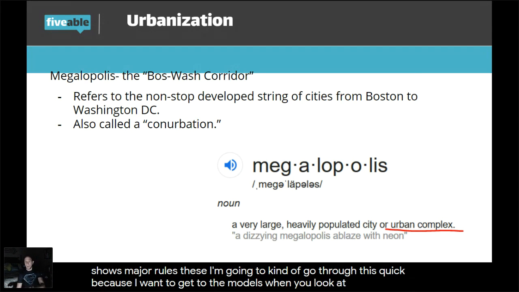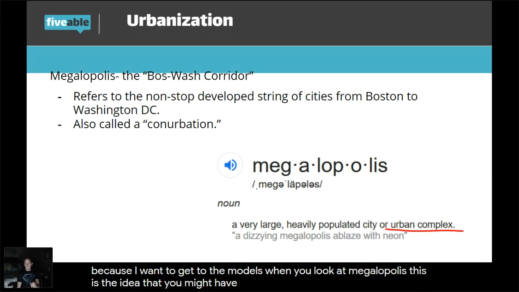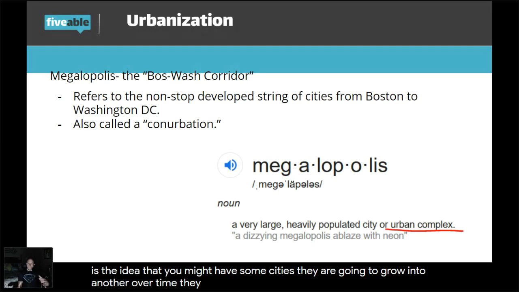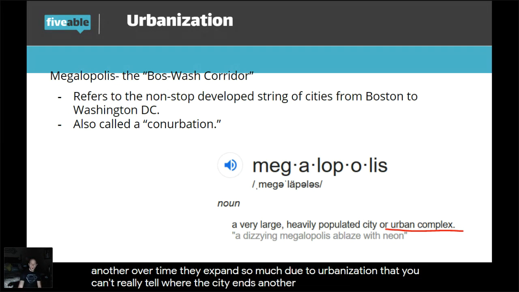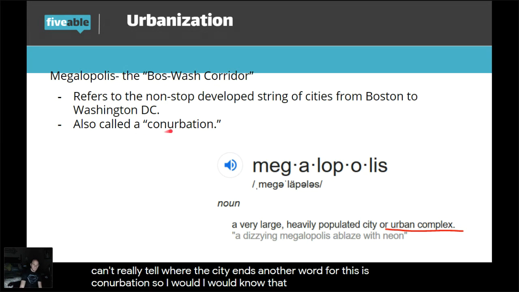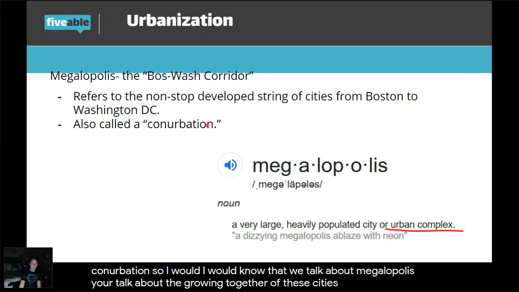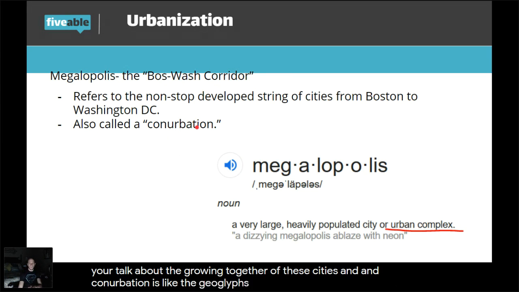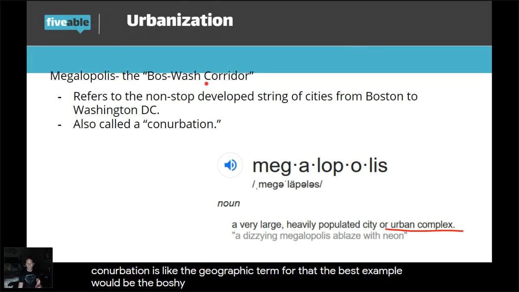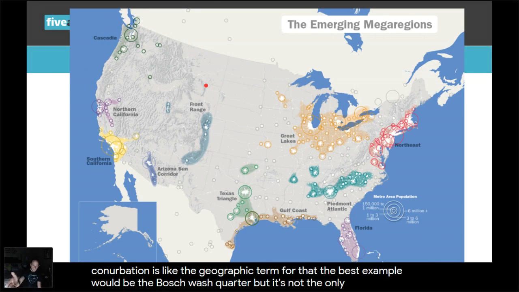When you look at megalopolis, this is the idea that you might have some cities that are going to grow into one another over time. They expand so much due to urbanization that you can't really tell where the city ends. Another word for this is conurbation. So when we talk about megalopolis, we're talking about the growing together of these cities, and conurbation is the geographic term for that. The best example would be the Bosch-Wash corridor, but it's not the only example.